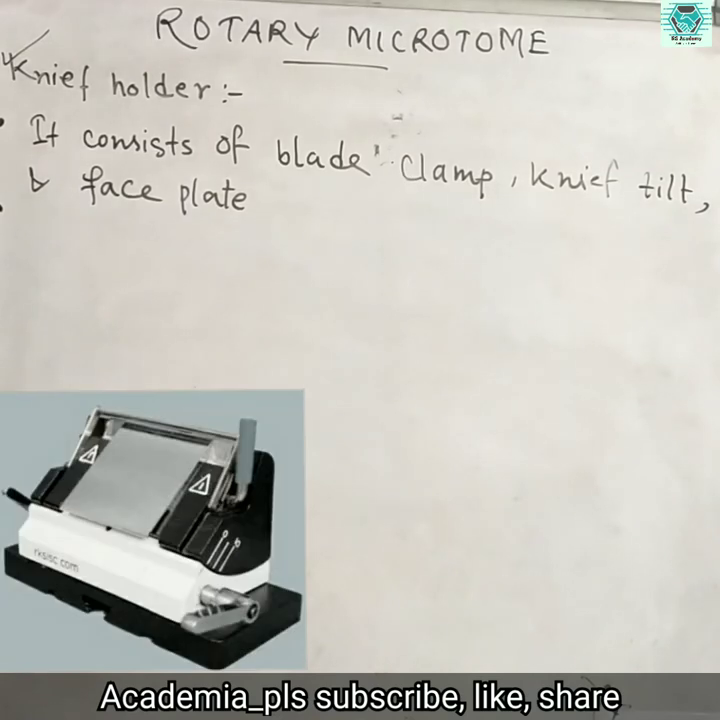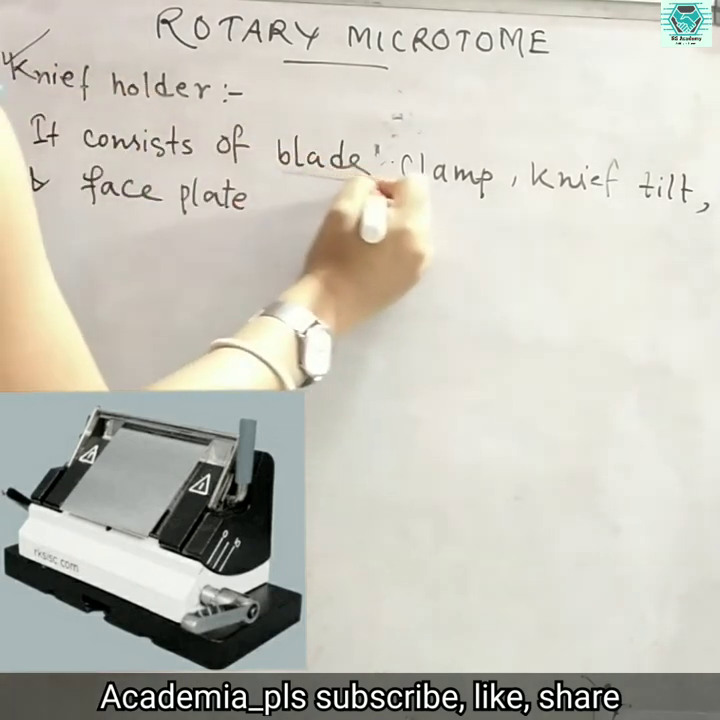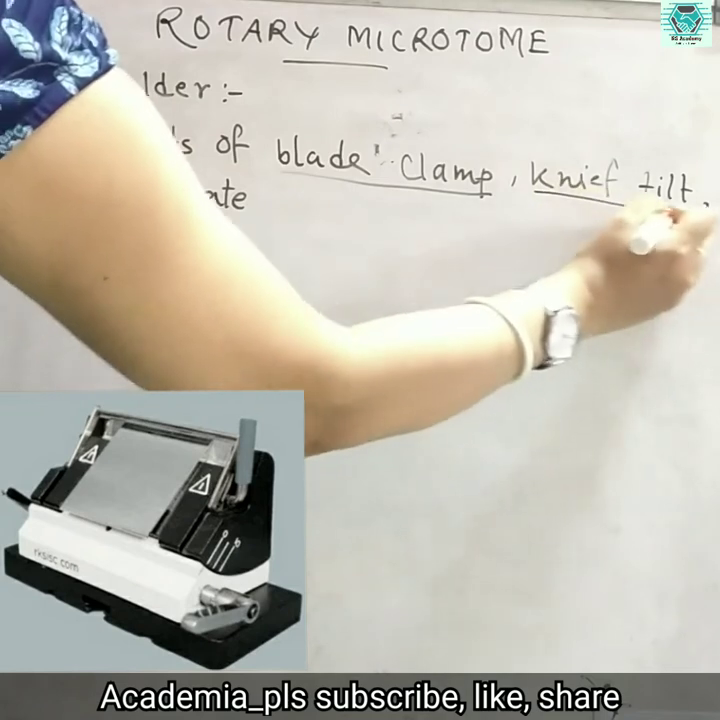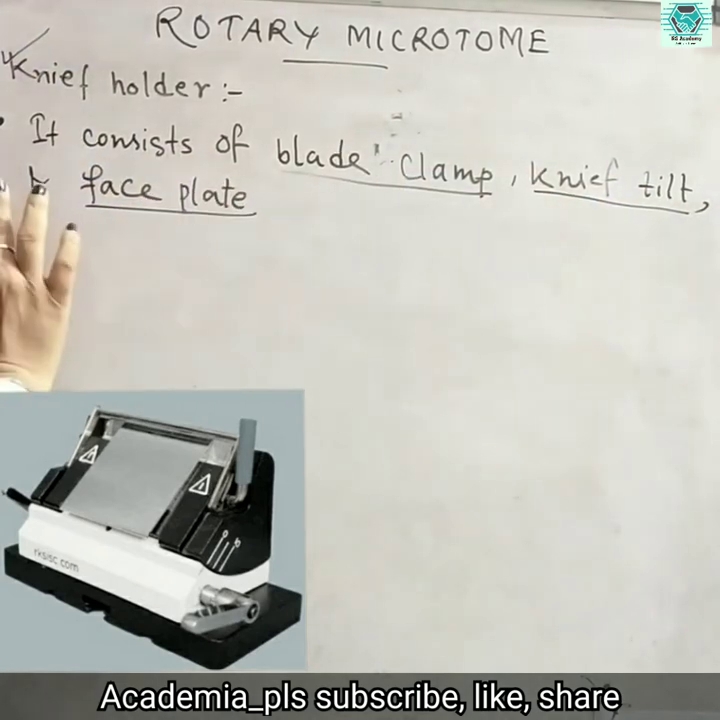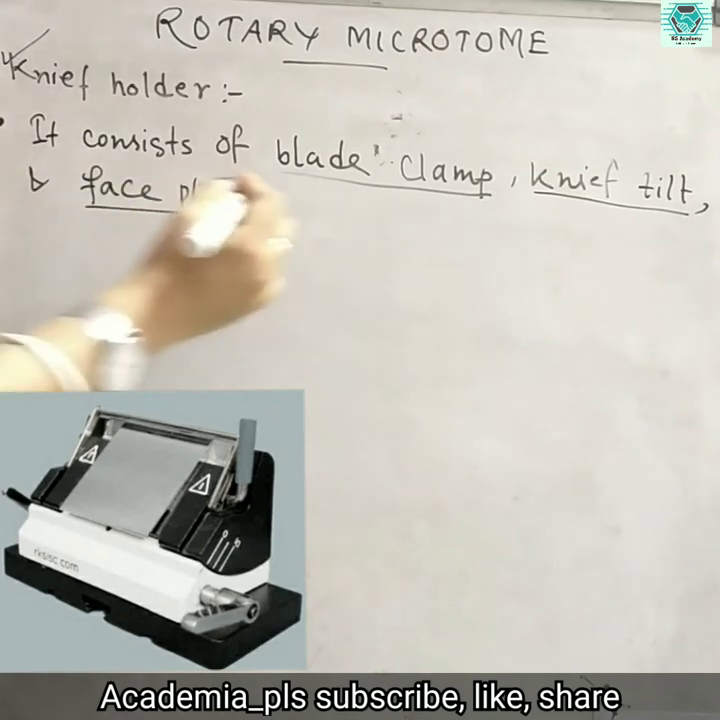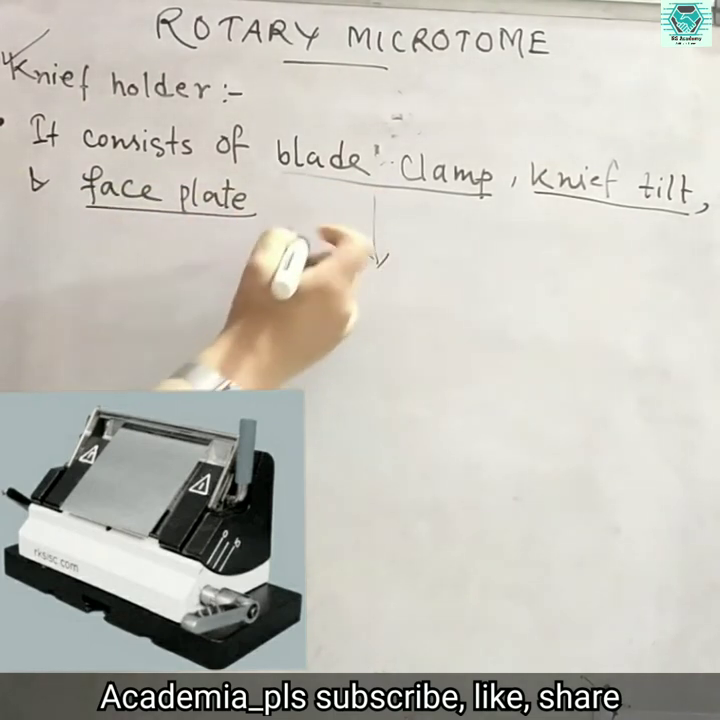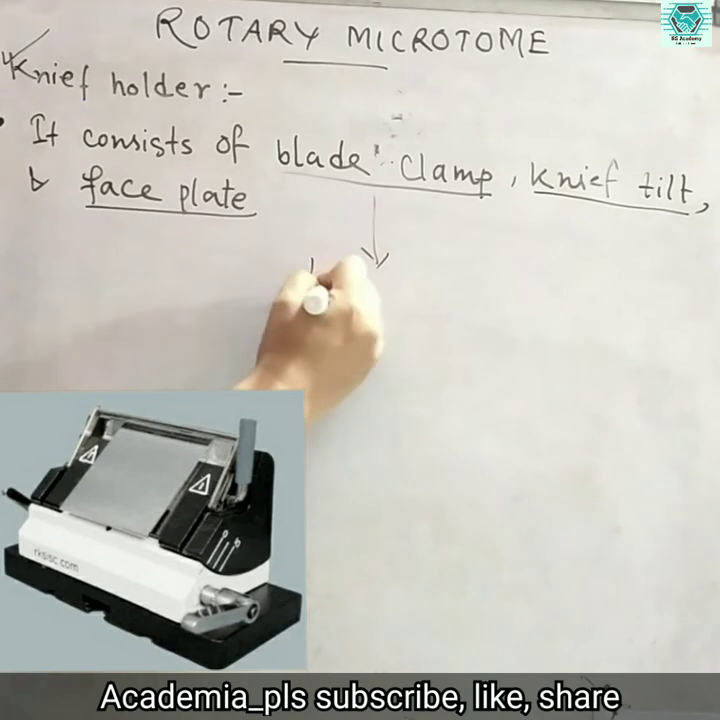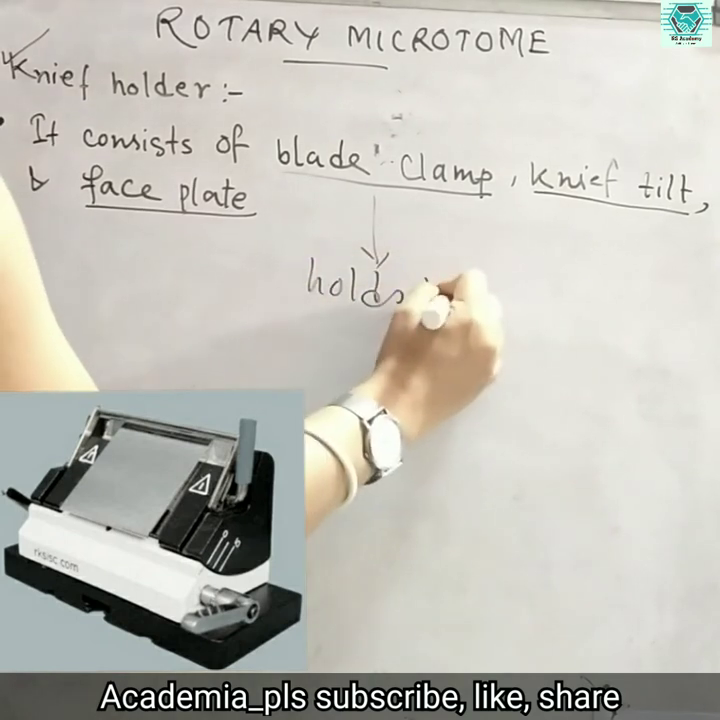Now the second part is the knife holder. This part is comprised of some components like the blade clamp, the knife tilt, and the face plate. Now what are the functions of all these things? The blade clamp, as the name reveals, holds the blade.